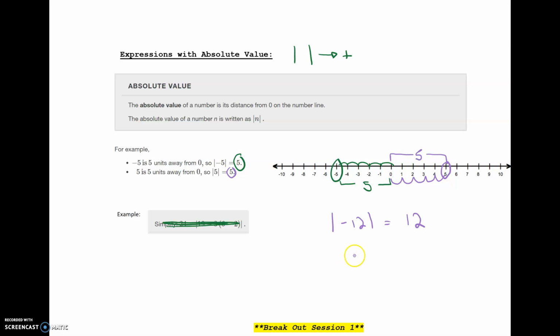Okay, or you could say, what is the distance, the absolute value of 6? Well, that's just +6. So it really doesn't matter. Your answer is always going to be positive, and it's always going to be the number itself. It just removes the negative if you have one. Okay, so that's what we are covering today.